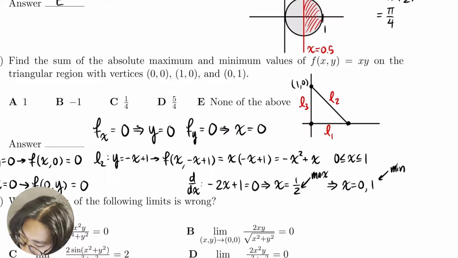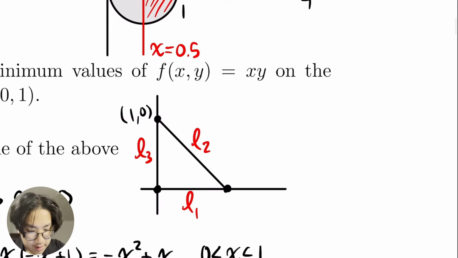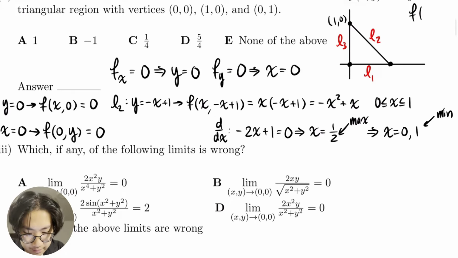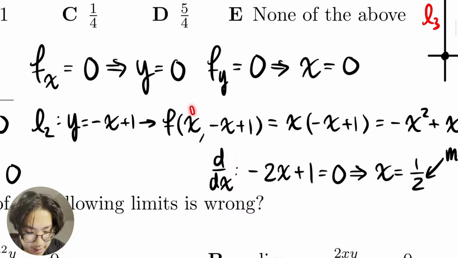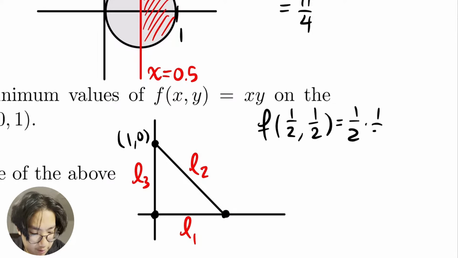Let me just check to make sure. Okay, so I'm kind of running out of space, so I'll do it over here. We have f when x is equal to 1/2, so notice we're evaluating this function. When x is equal to 1/2, we have (1/2, -1/2 plus 1), which is (1/2, 1/2). So f of (1/2, 1/2) is 1/2 times 1/2, which is equal to 1/4.